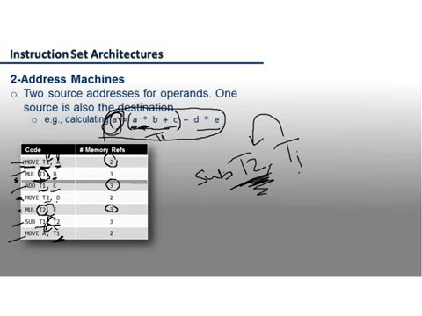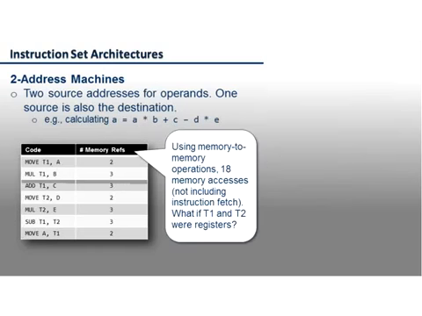So how many times did you access the memory now? 18 times. Yes, thank you. 18 times because we have to add them up. So 2 plus 3 plus 3 plus 2 plus 3 plus 3 plus 3 plus 2 gives us 18. So 18 times we access the memory. 18 times, quite a large number.